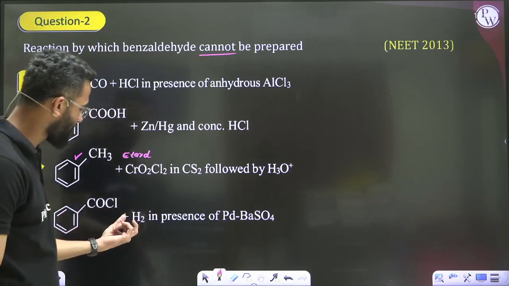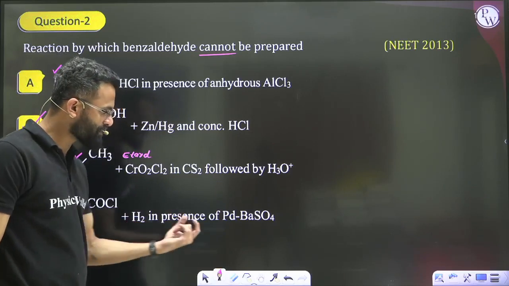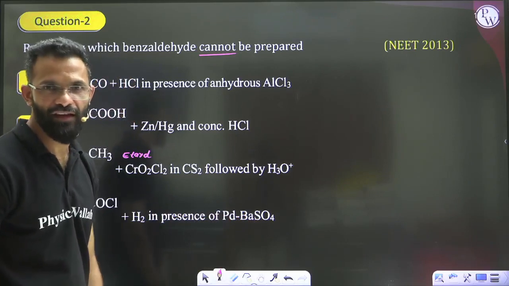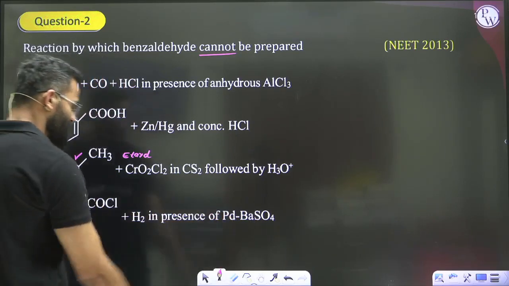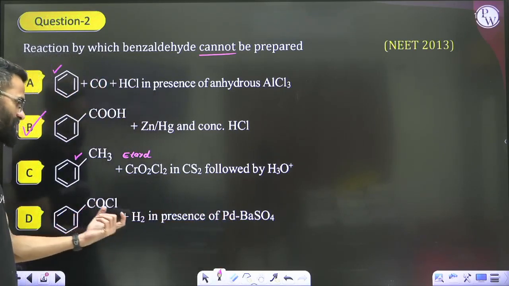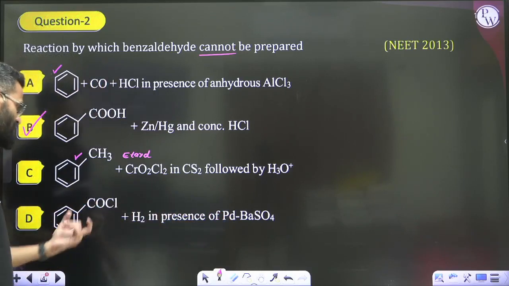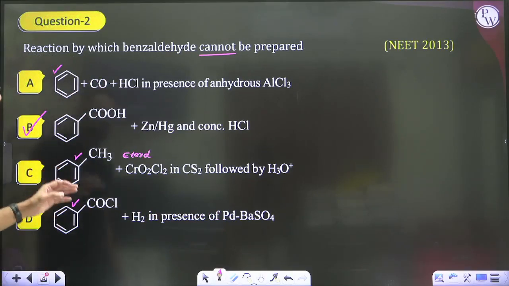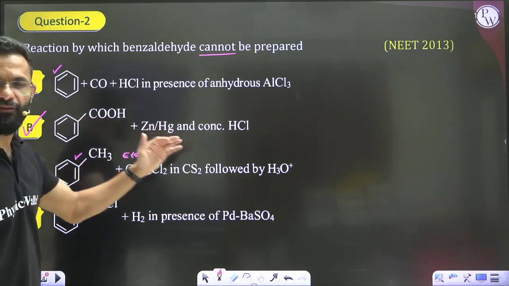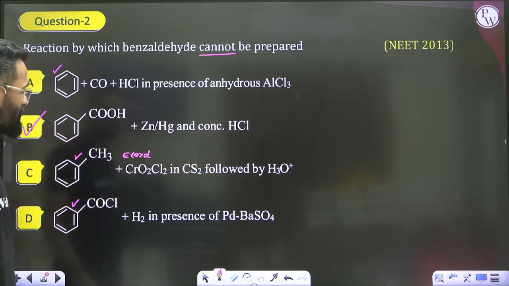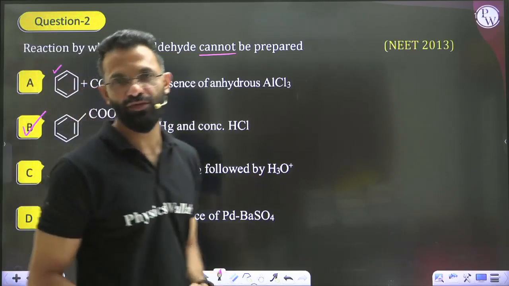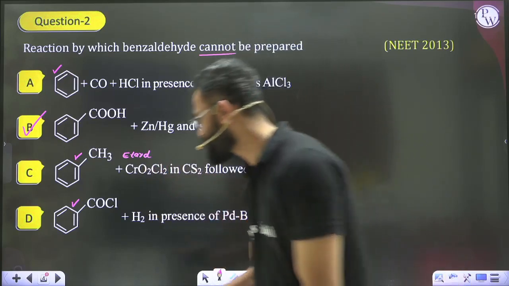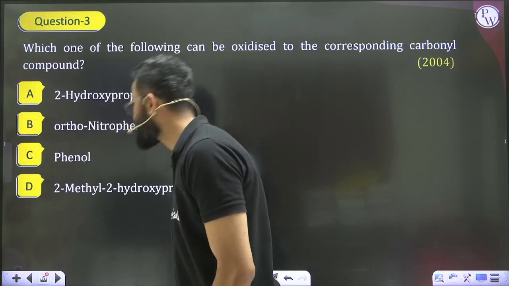Benzoyl chloride upon passing hydrogen gas in presence of palladium metal coated over barium sulfate, which is what you call Lindlar's catalyst. So yes, benzoyl chloride upon passing hydrogen gas in presence of this catalyst will produce benzaldehyde. So even this will produce benzaldehyde. The only reaction that won't result in the formation of benzaldehyde is option B. Hence, choice B is the most appropriate choice for us for this question. Okay. Proceeding further with next question, number 3.